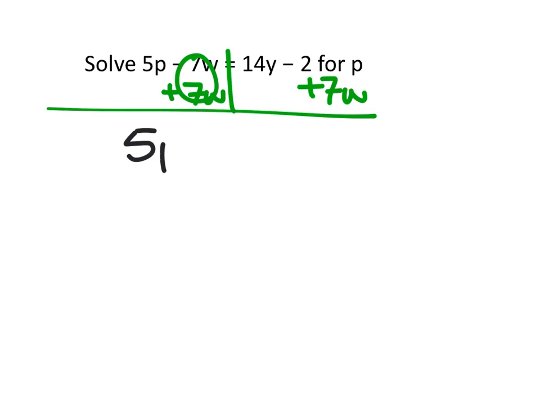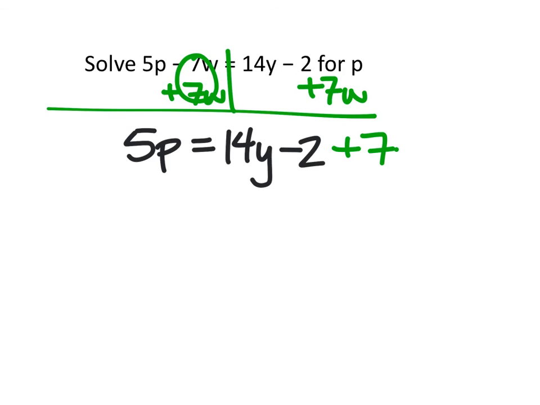So now my new equation is 5p equals 14y minus 2 plus 7w. Just to reiterate what we talked about a couple times ago, if there were any other terms here that had a w, I would combine it with the 7w. Or if it was 7y, I could combine it with the 14y. But since the letters are different, I can't do it. The last thing I need is 1p, not 5p. So what do I need to do?